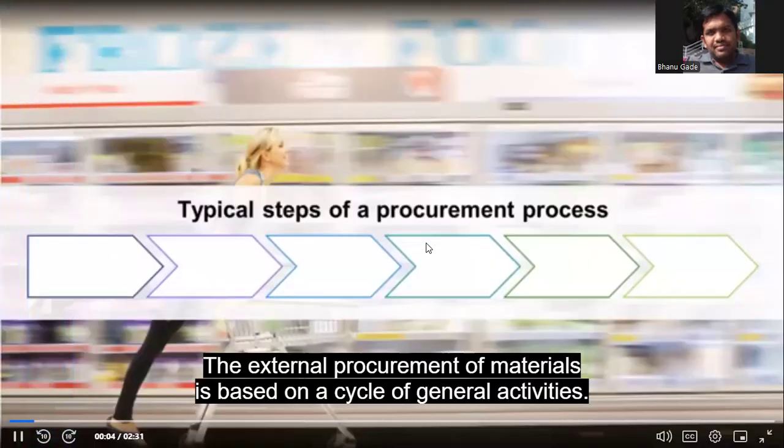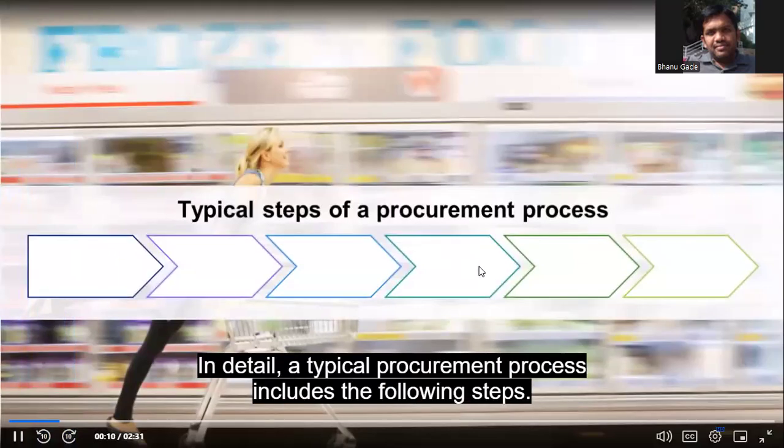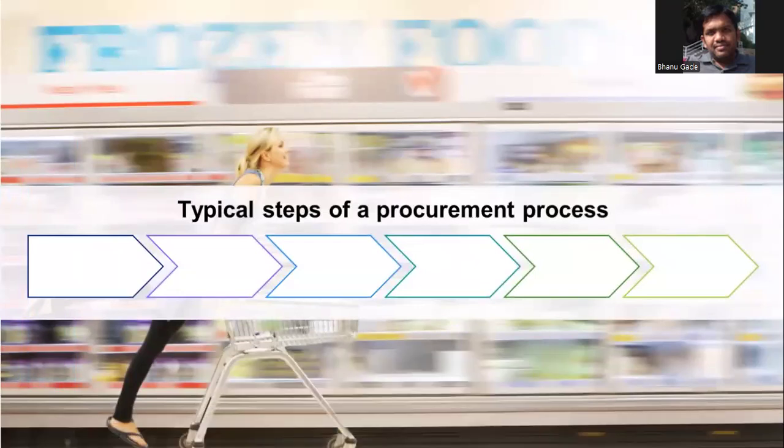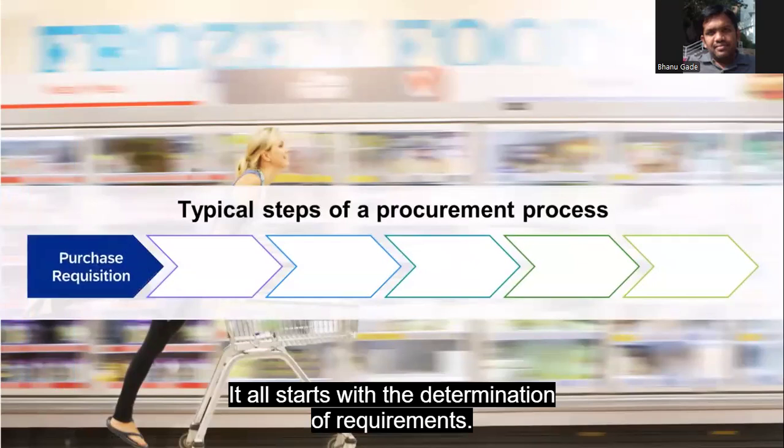The external procurement of materials is based on a cycle of general activities. In detail, a typical procurement process includes the following steps. It all starts with the determination of requirements.